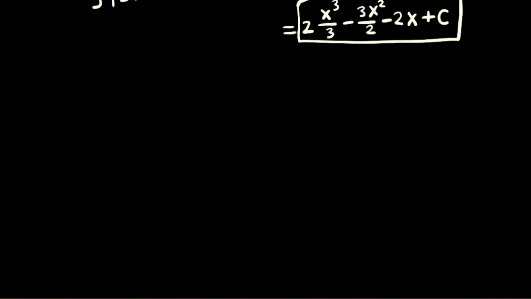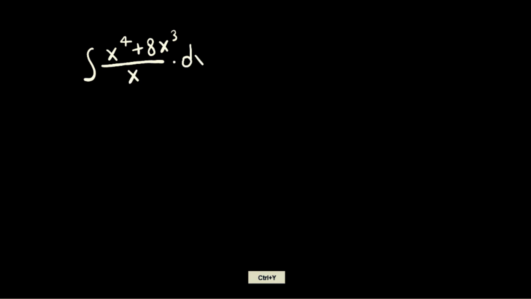Let's try this one. x to the 4th plus 8x cubed, divided by x, dx. What should we do here? What would you do in this problem? Now, if you have a fraction with a single term in the bottom, separate it into two smaller fractions.